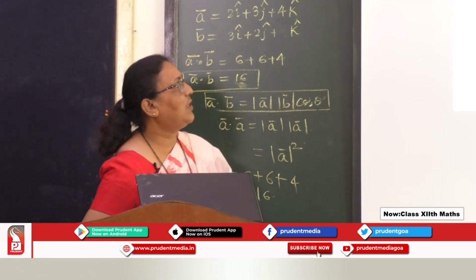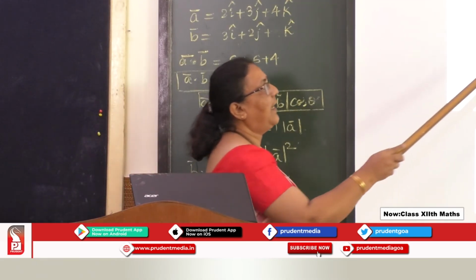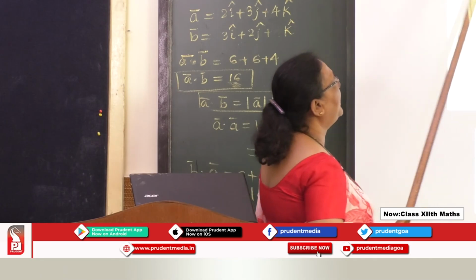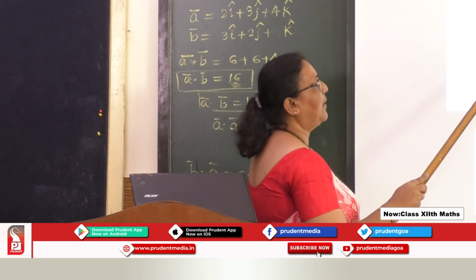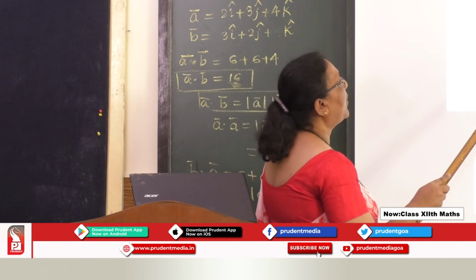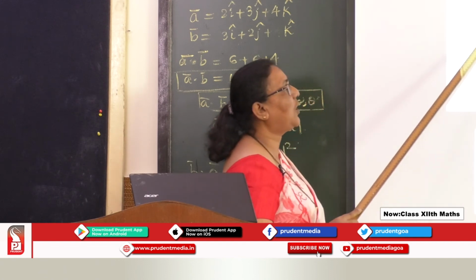Now the definition of this: see, vector A is given by this and vector B is given by this, two vectors in 3-dimensional space. The cross product of these two vectors is A cross B.